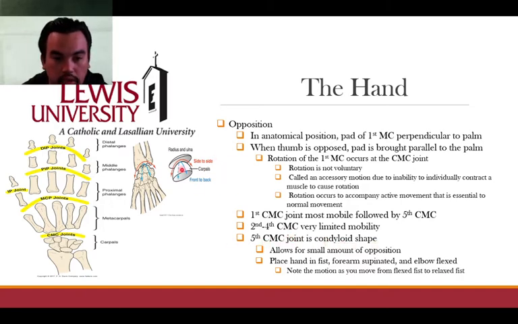So we're looking over here. It allows for a small amount of opposition, and you place your hand in a fist with your arm supinated and the elbow flexed, and you can note the motion as you move from the flexed fist to a relaxed fist. You can see that.